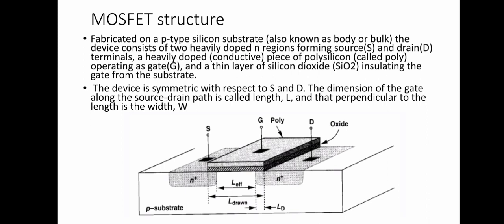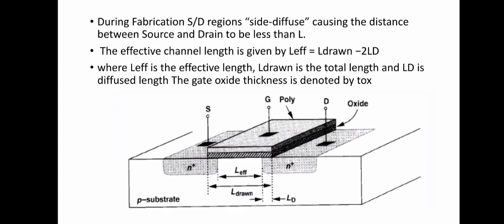The dimension of the gate along the source drain path is called the length L, as denoted in the figure, and the dimension perpendicular to the length is the width, W. During fabrication, the source and drain regions side diffuse, causing the distance between source and drain to be less than L.